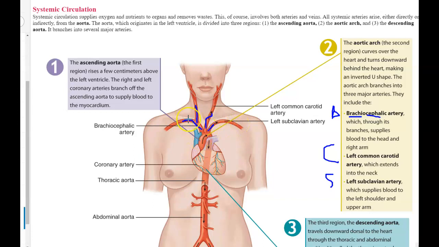Now realize that after the brachiocephalic divides again, it becomes the right subclavian and the right common carotid artery. So there's like a little divider first. Brachiocephalic, common carotid, subclavian. And yes, you do need to know these ones. Then it goes down, goes behind the heart, and then goes down the descending aorta.